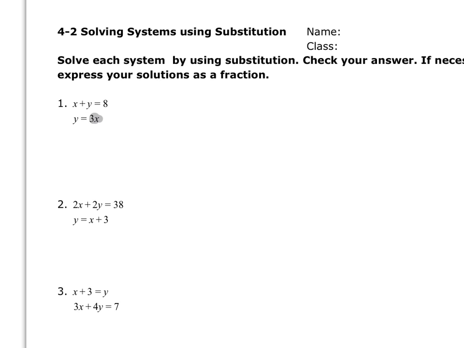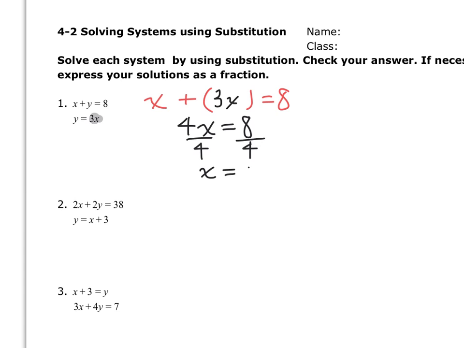So I have x plus y equals 8. So I'm going to substitute that 3x in for y. So now I have 1x plus 3x, which is 4x, equals 8. So if I divide both sides by 4, that gives me x is equal to 2. So the x value in this solution is 2.